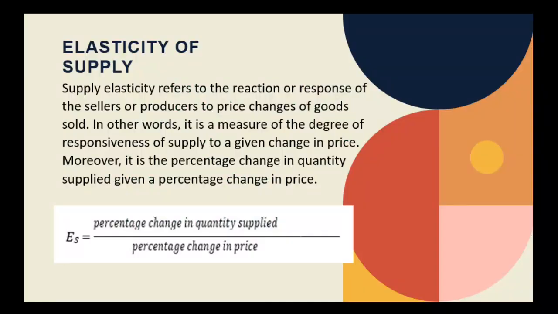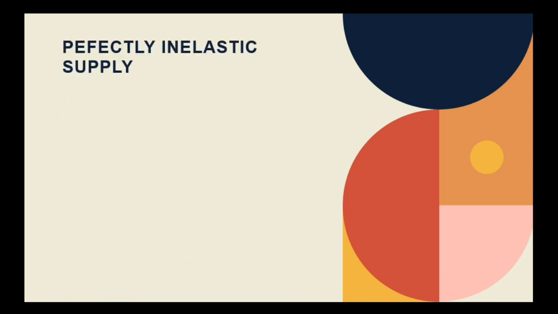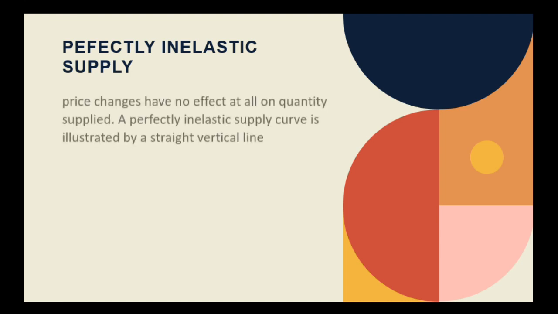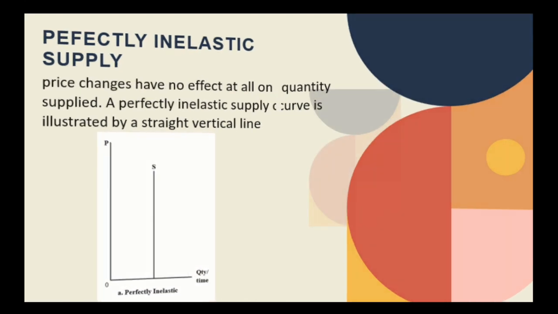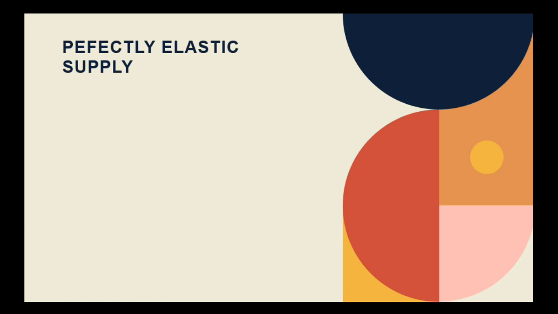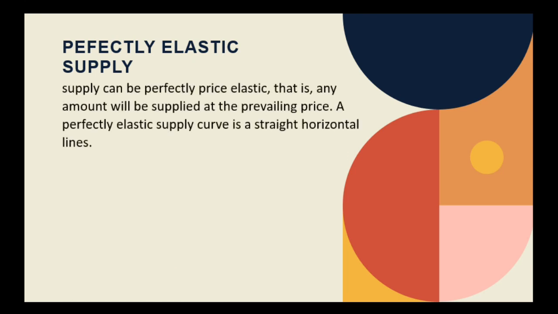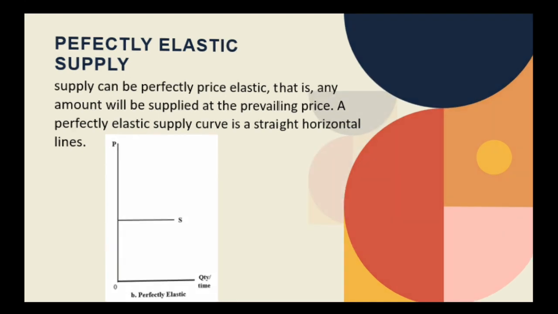Ready? So, we have introduced supply elastic and supply inelastic, but this scenario can also be viewed at the extremes where supply can be perfectly price inelastic. That is, price changes have no effect at all on quantity supplied. A perfectly inelastic supply curve is illustrated by a straight vertical line. On the other hand, supply can be perfectly price elastic. That is, any amount will be supplied at the prevailing price. So a perfectly elastic supply curve is a straight horizontal line, just like the demand elasticity.